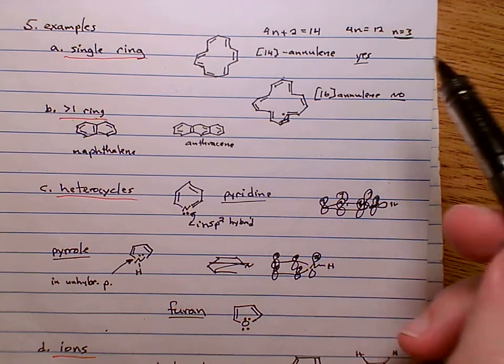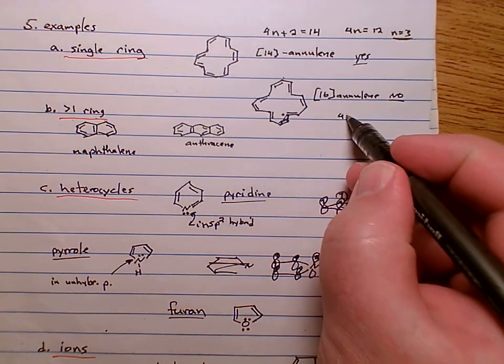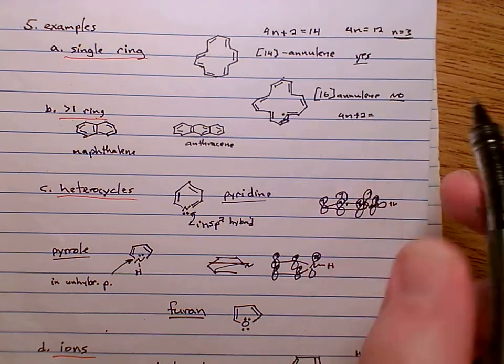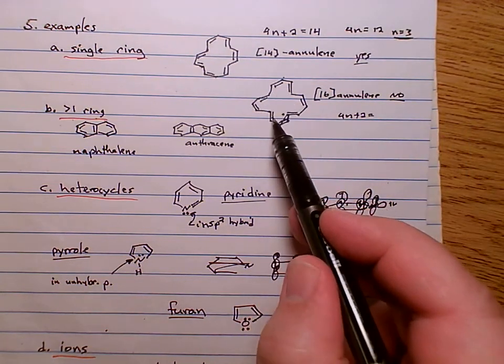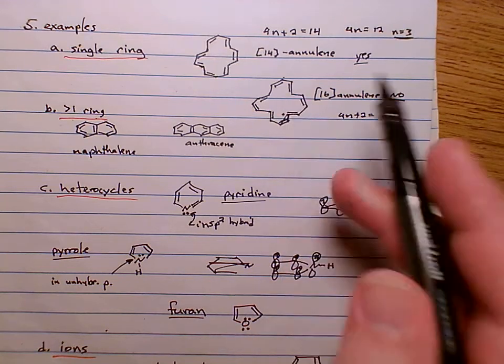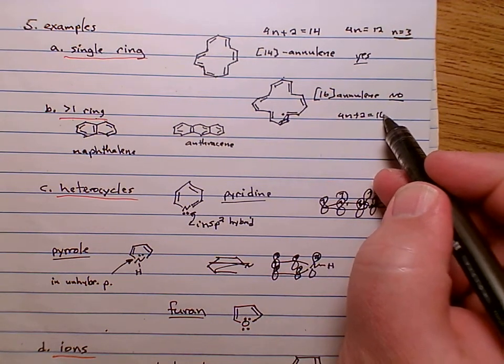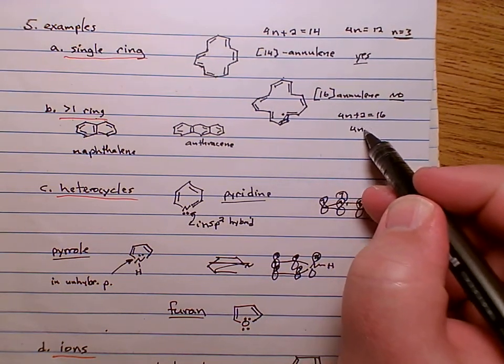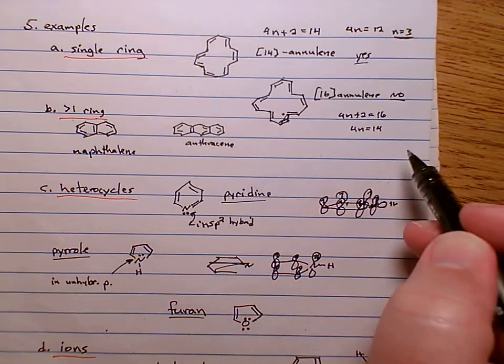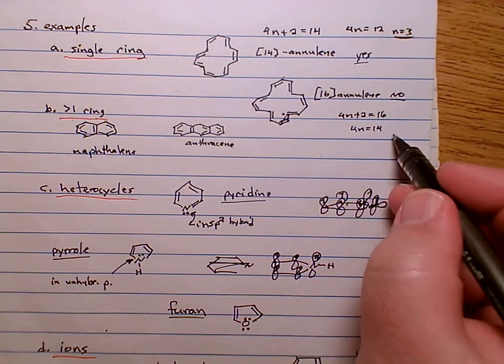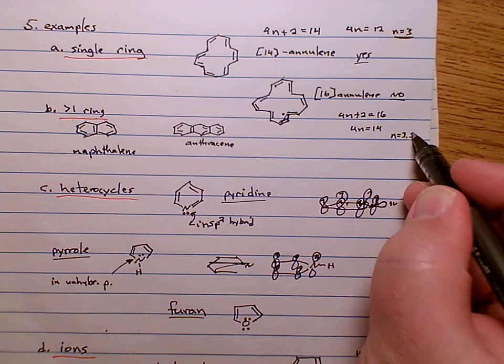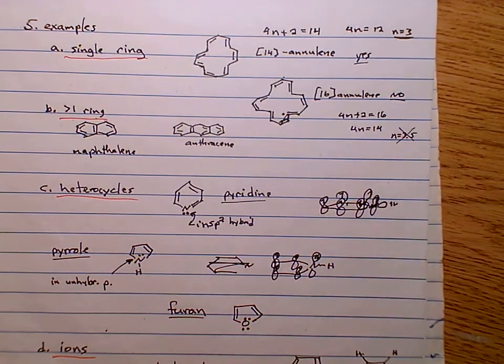Does it follow Huckel's rule? Well, 4n plus 2 equals 1, 2, 3, 4, 5, 6, 7, 8, 9, 10, 11, 12, 13, 14, 15, 16. 4n plus 2 equals 16, so 4n equals 14. No. N equals 3.5. It does not follow Huckel's rule, so it is not aromatic.